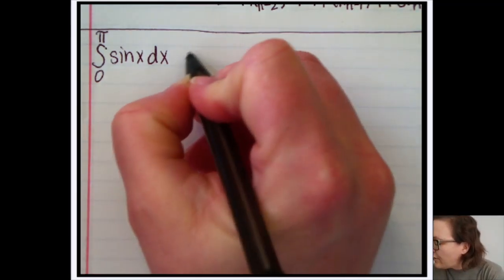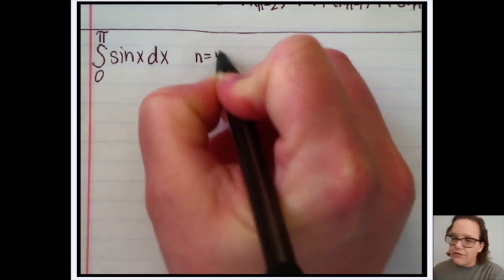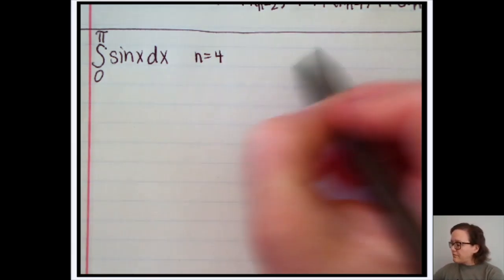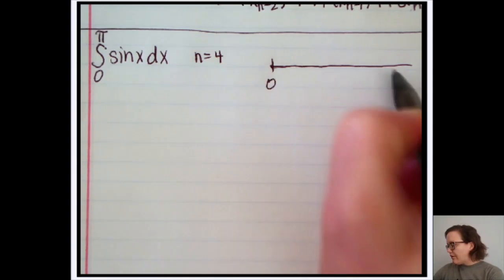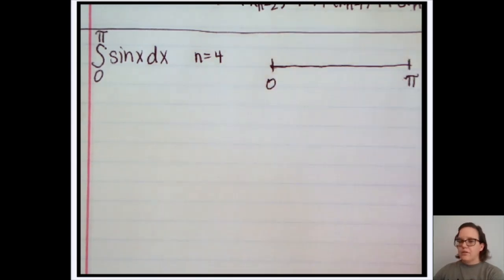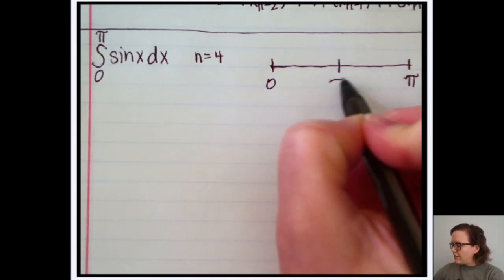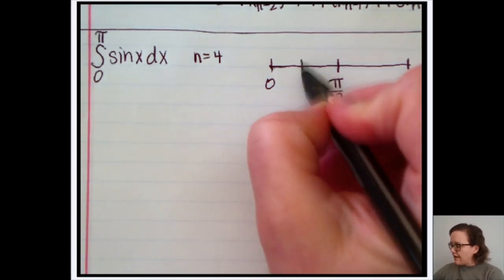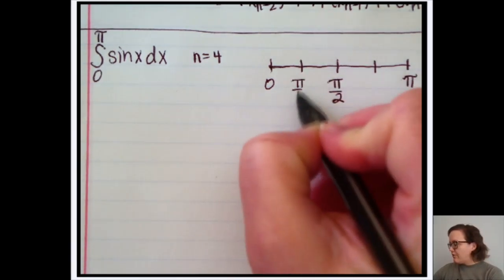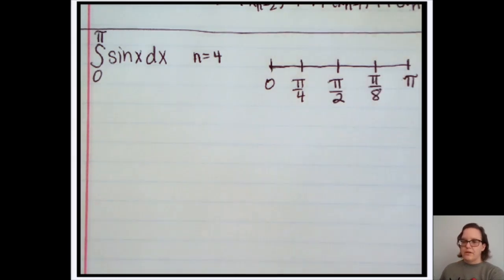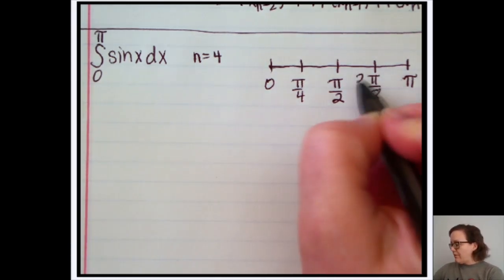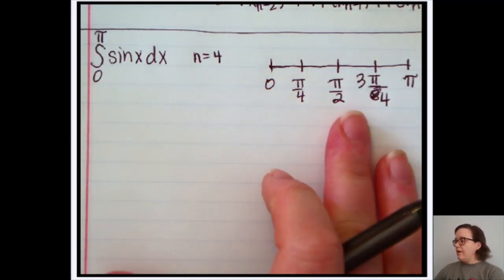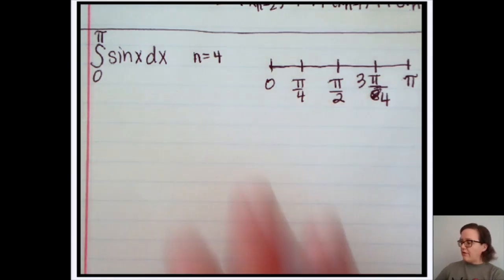We're first going to do it with n equals 4. So they've told us we're going to split our number line into 4 parts. Our starting point was 0, our stopping point is pi. So we cut it in half. That's pi over 2. That gives us 2 intervals. To get 4 intervals, we just cut in half again. So we have pi over 4 and, sorry, 3 pi over 4. So 0, pi over 4, pi over 2, which is 2 pi over 4, 3 pi over 4, and pi. So here we have our 4 intervals.